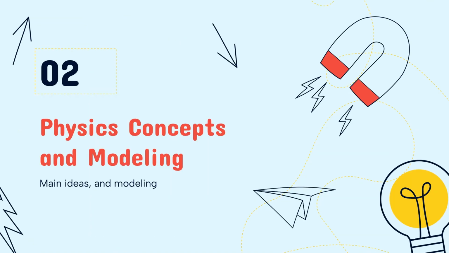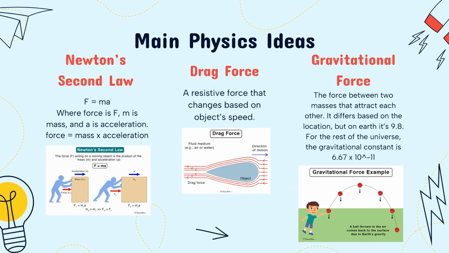Physics concepts and modeling. So the main physics ideas in more depth: Newton's second law is F equals ma, where F is force, m is mass, and a is acceleration. And we have drag force, which is a resistive force that changes based on an object's speed. We have gravitational force, which is the force between two masses that attract each other, and the gravitational constant for the universe is 6.67 times 10 to the power negative 11.